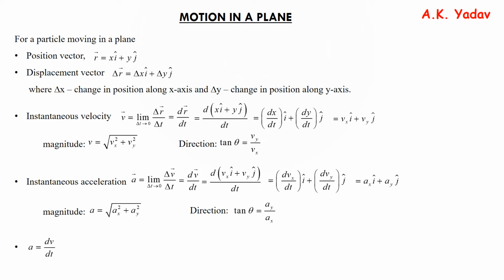Now as we know, a equals dv by dt and v can be written as dx by dt. So we can write a equals d square x upon dt square. Please understand, we cannot write d square x upon d square t square. In calculus, this is the only way of writing, that is d square x upon dt square.